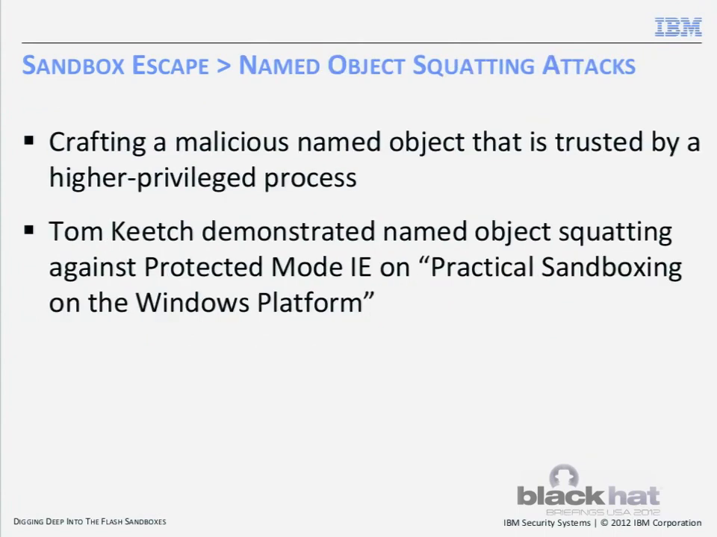The second method for a sandbox escape is via named object squatting. This method involves a process creating a malicious named object, which is trusted by a higher privileged process. The malicious process then sends data by writing to the malicious named object. The behavior of the higher privileged process can be controlled.